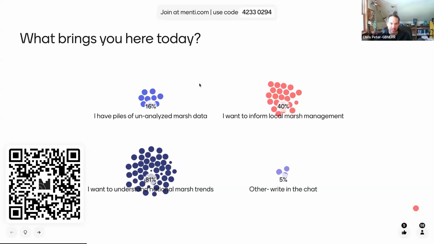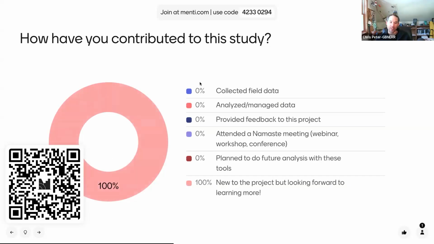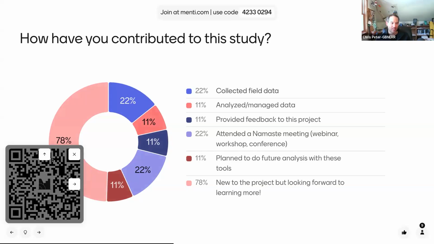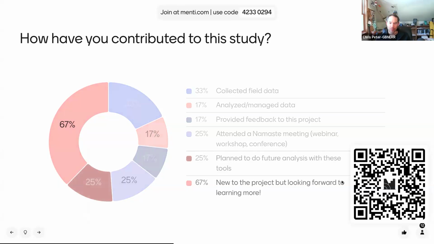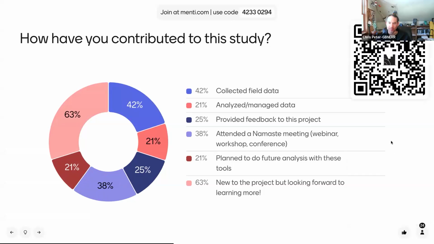Yeah, I think I can just advance it. So, how have you contributed to the study? And contributed is meant in a loose way. Have you collected field data? Are you involved in any other meetings? Are you new to the project and just here to learn about it? Please respond, whichever makes sense to you. And I think you can select more than one thing that applies.